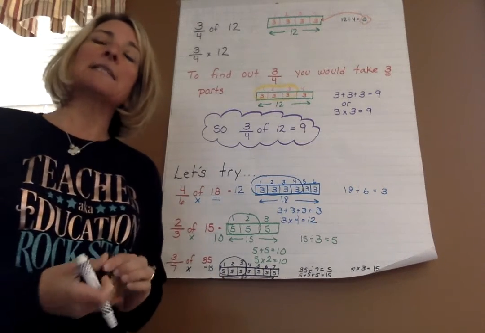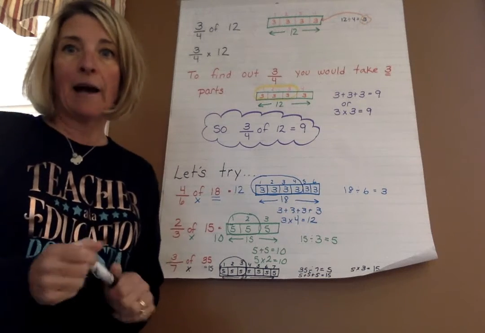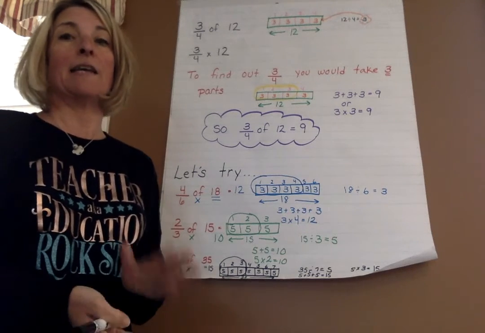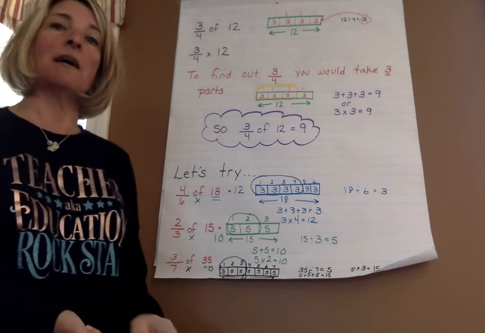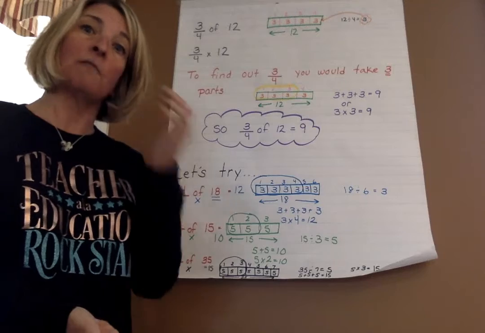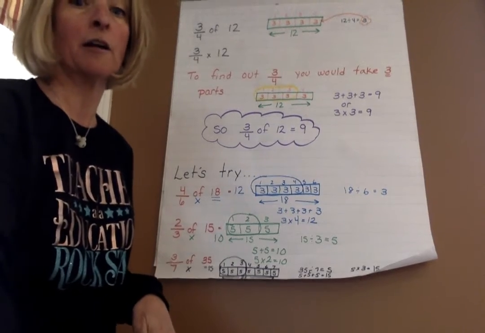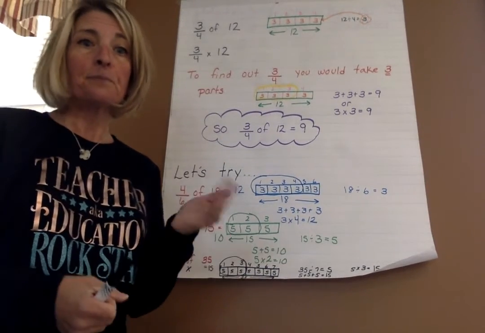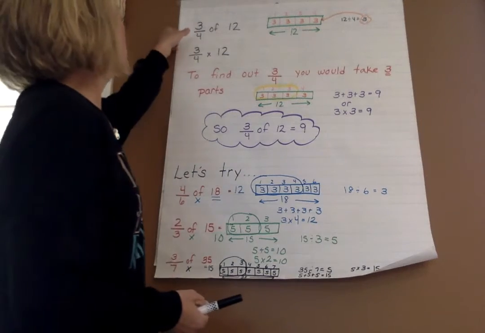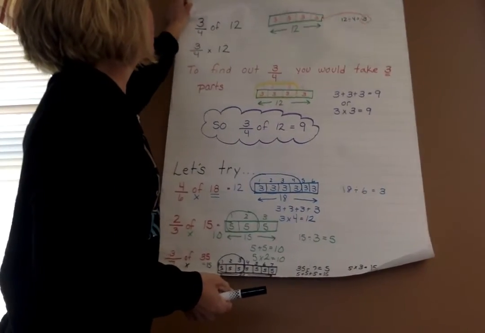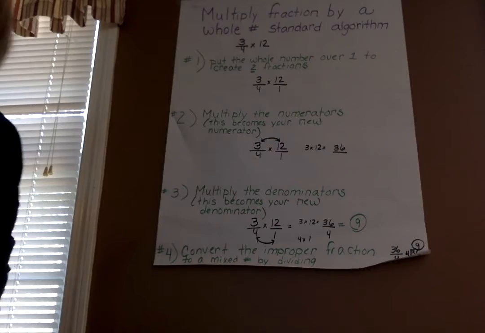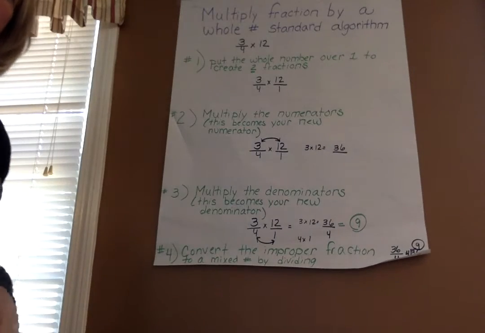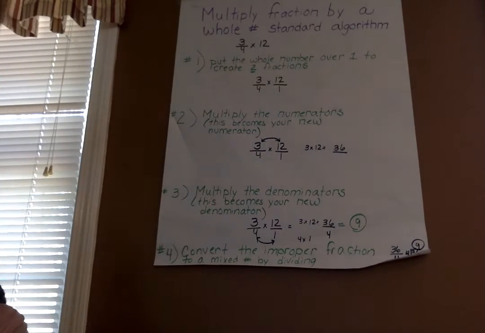Okay, so that's a tape diagram. So now I'm going to show you the good old-fashioned way, the standard algorithm. So I want you to get your notebooks out again, and you're going to copy down some new notes on how to solve multiplying by a fraction and a whole number using the standard algorithm. Okay, so these are the notes. Take a minute to copy down the notes, and then I'm going to go over them.